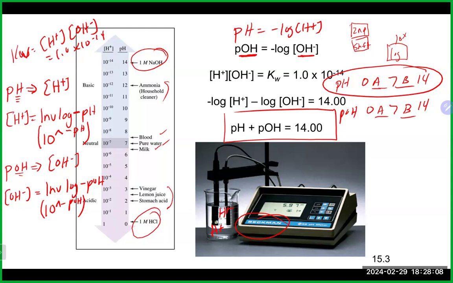Any questions on that? By the way, can you get a pH above 14 or a negative pH?